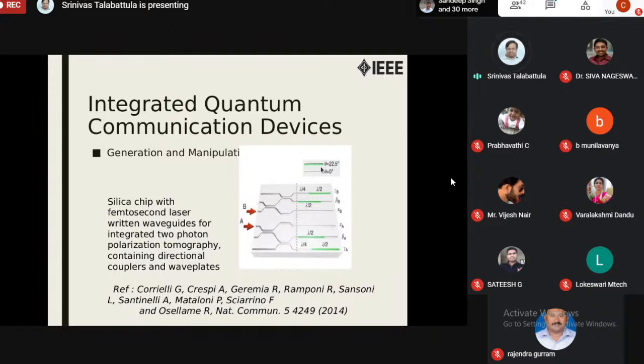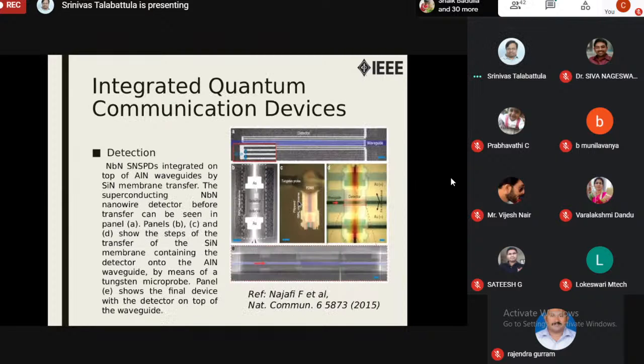There is no generation, or generation will be there outside. But if you use 3-5 material systems, you can do everything on the same chip. So this is a full picture of a chip integrated on top of aluminum nitride waveguides, and so forth. Of course, they describe all these things in this paper.